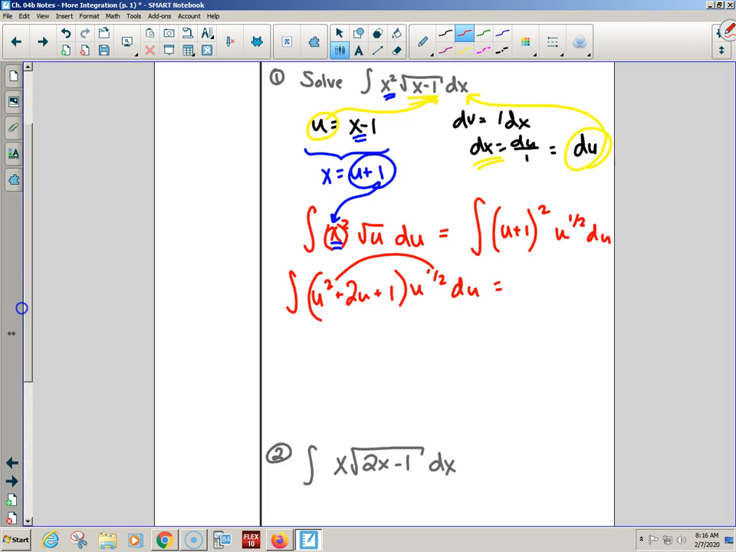And then when I distribute, I have u to the 5/2, a little bit messier. When I distribute, now I have a 2u to the 3/2 after FOILing, and distribute plus u to the 1/2. Ooh, it's even messier than it was before, but still possible, whereas it wasn't before.